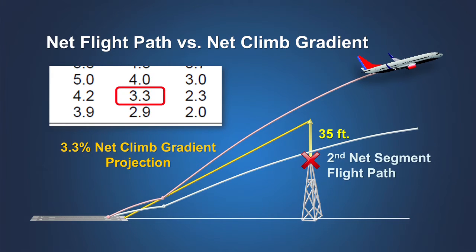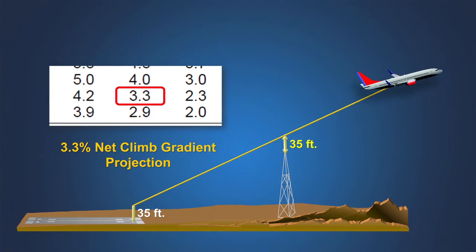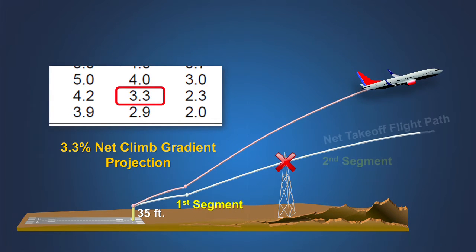Airplane climb performance diminishes as the airplane climbs due to thrust lapse rate loss and as true airspeed increases with height. While it may appear that acceptable obstacle clearance can be demonstrated using a rise over run analysis based on a spot climb gradient, in reality, that is not the case, since the first and second segment net takeoff flight paths are not a constant gradient.